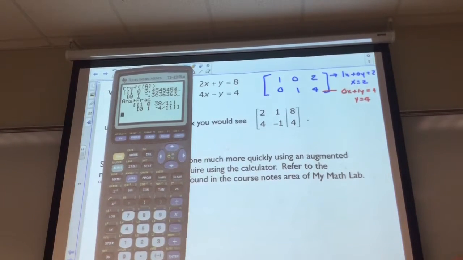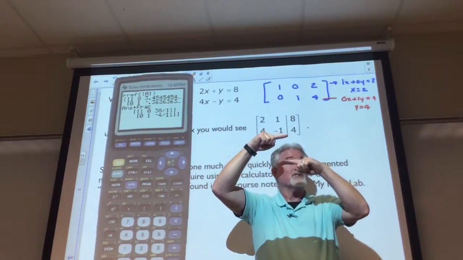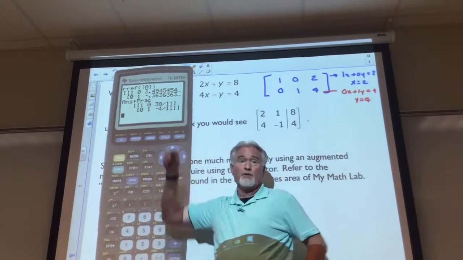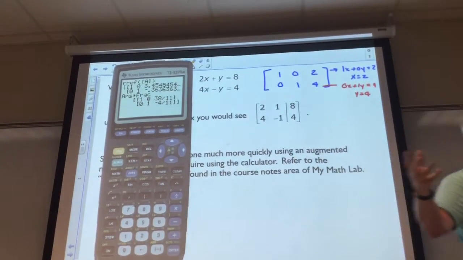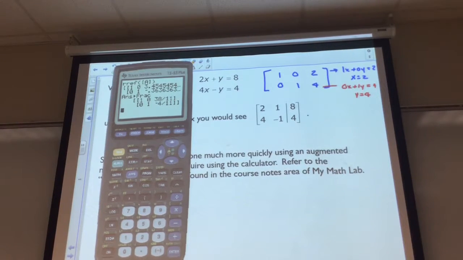notice there's the 38 over 11, and the new 84s actually write that as a fraction. And then we have negative 4 over 11. So we either have the old school that writes fractions the old way in the problem, or the new way that writes them in this particular format. Okay?